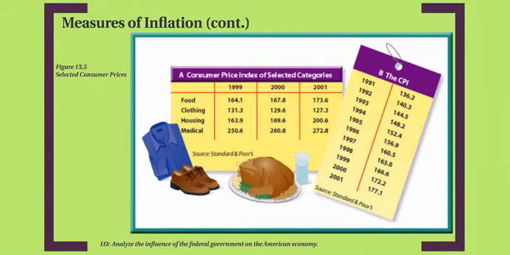And here's a look at kind of what we're talking about. You talk about a market basket. You can look at average prices, and here they look at 3 years, 1999, 2000, 2001, for food, and you can see food prices went up a little bit every year. Clothing actually went down, and then housing went up, and so did medical. And then when they calculate the CPI, you can see CPI figures for different years as well, going up between 1991 and 2001.